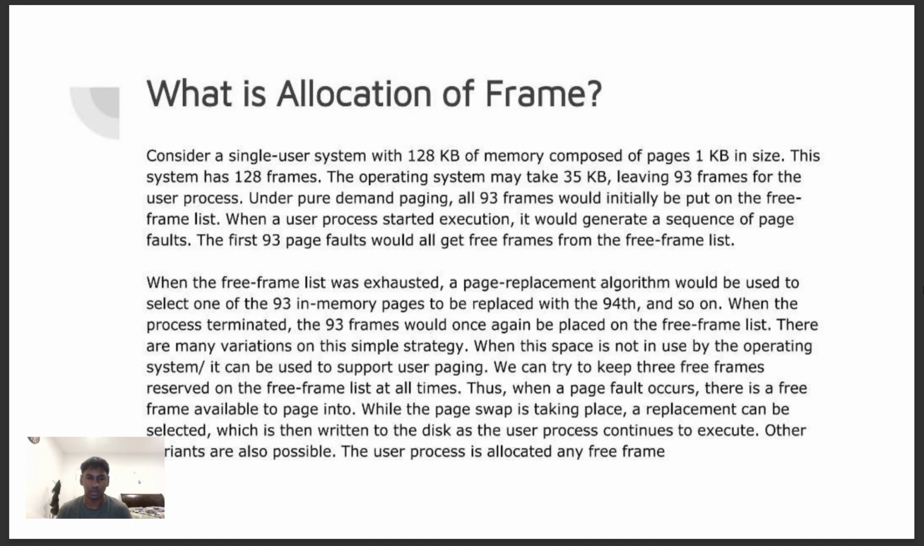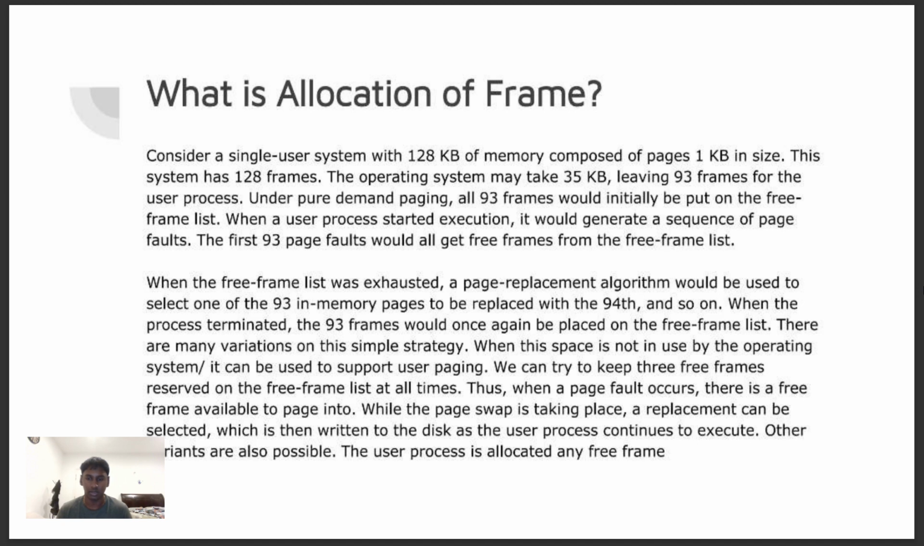When the free frame list was exhausted, a page replacement algorithm would be used to select one of the 93 in-memory pages to be replaced with the 94th, and so on. When the process terminated, the 93 frames would once again be placed on the free frame list. There are many variations on this simple strategy.